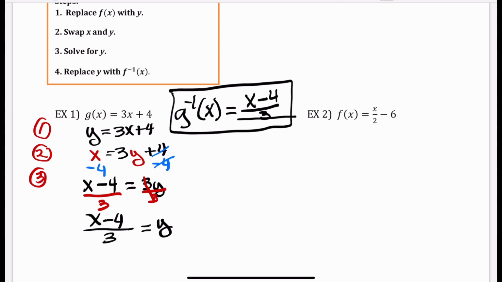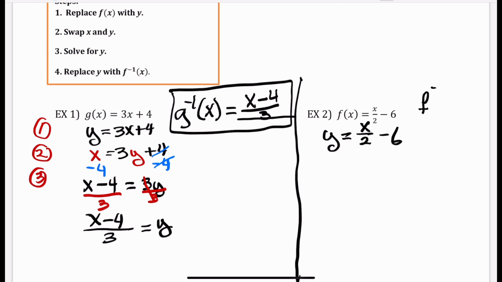It's basically just solving equations, but first you have to switch x and y, and then you're solving for y. So let's look at number two. Number two has a fraction in it, so we've got to go back and remember how to solve equations with fractions. First step, though, number one, is to replace the f of x with the y. So we're looking at y equals x over 2 minus 6. And then our goal is to find f inverse of x.